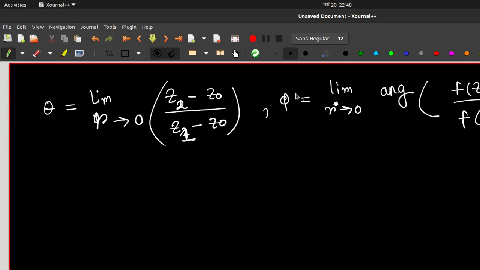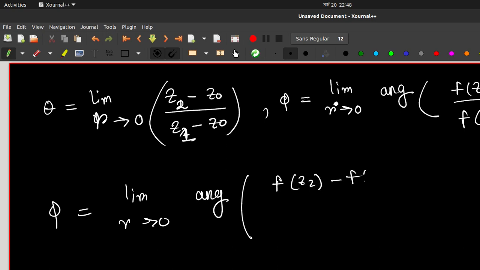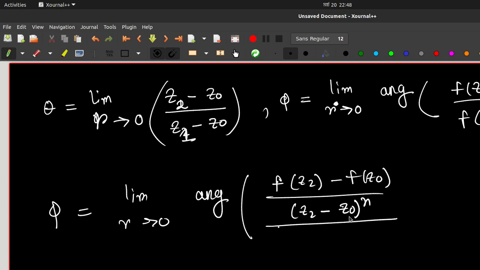Now we are going to use this quantity and manipulate it. So we write phi as the limit as r goes to 0 of the argument of this whole thing, but now what we're going to do is divide both sides by z2 minus z0 to the power n. Remember that we have assumed the derivatives up to the n minus 1th order will be 0, and the first non-zero derivative will come at order n. So that's why we are doing this division trick.